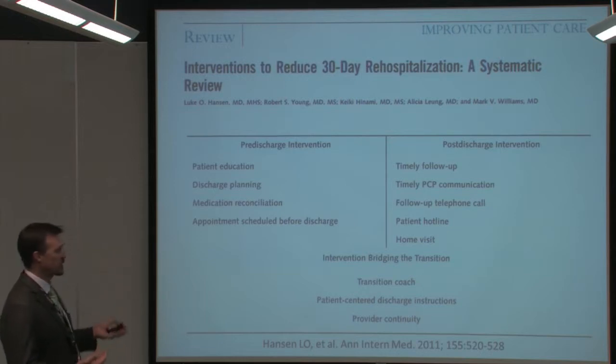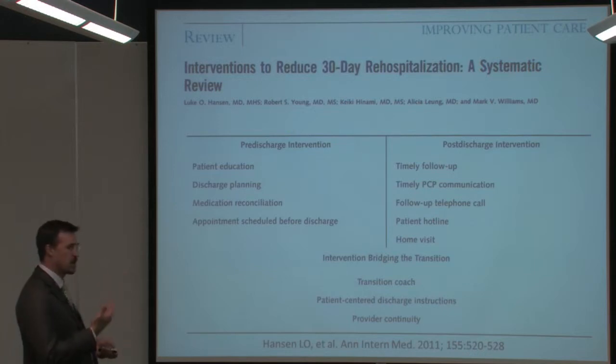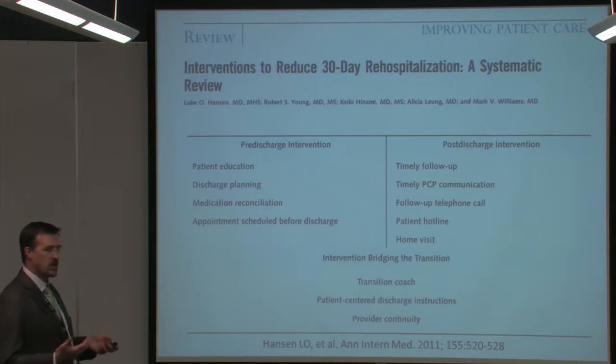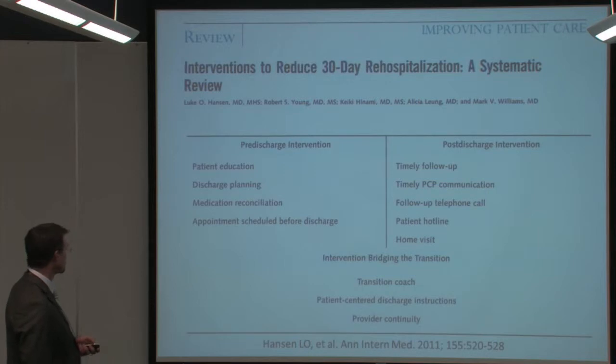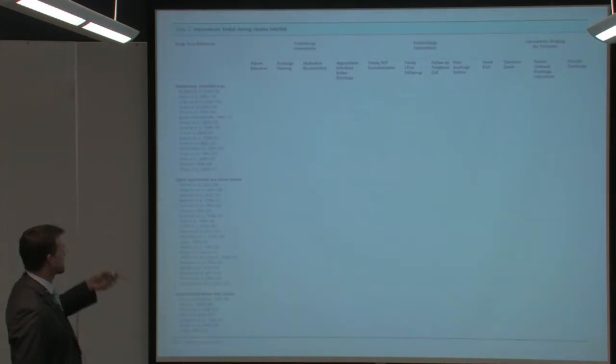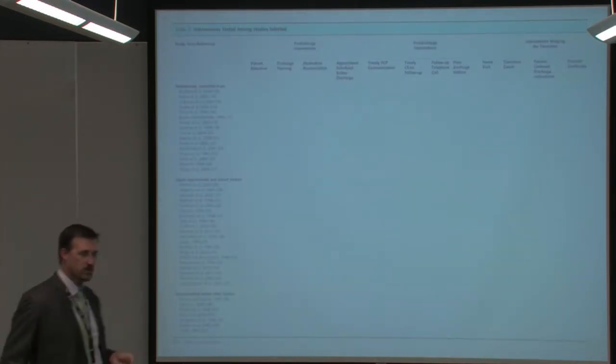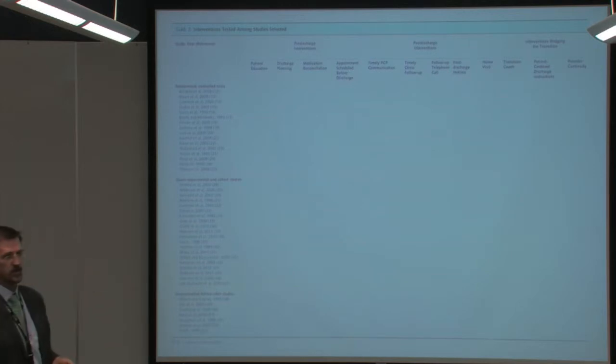So the pre-discharge interventions are designed around discharge planning, patient education, medication reconciliation, and scheduling appointments at the time of discharge. Post-discharge interventions are all about the follow-up care. Do they see their PCP? Do they receive a telephone call or a home visit? And then the intervention bridging all revolves around care coordinators, care navigators, transitions coaches. They're all sort of euphemisms for the same thing. And then whether there's continuity of provider care over the course of that transition.